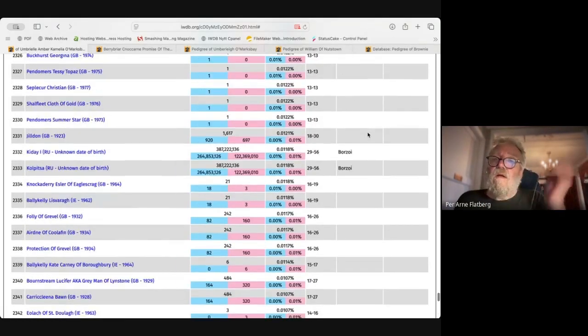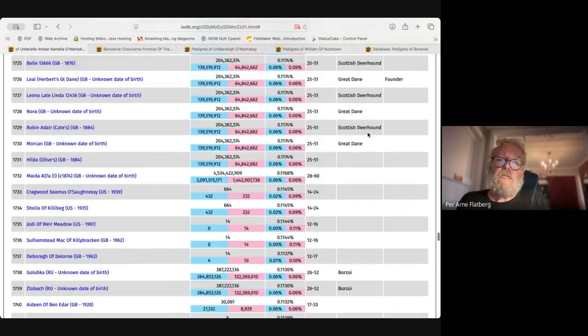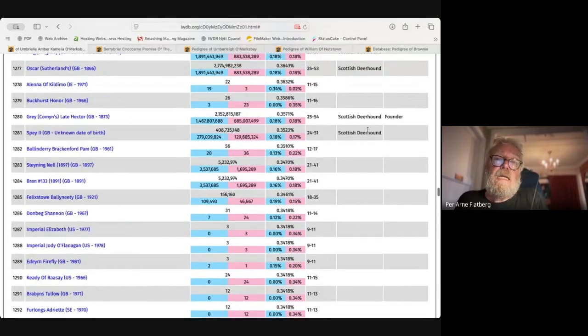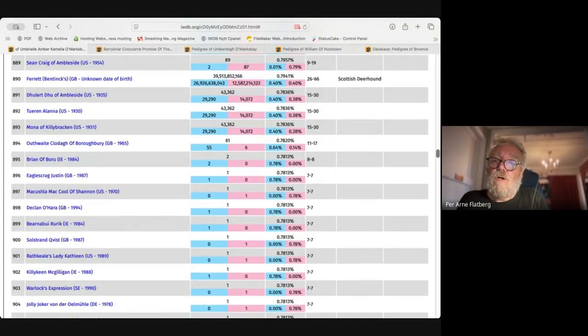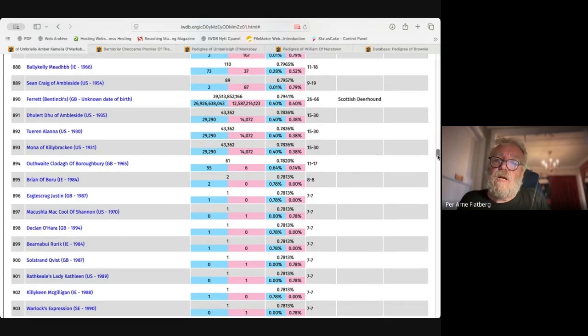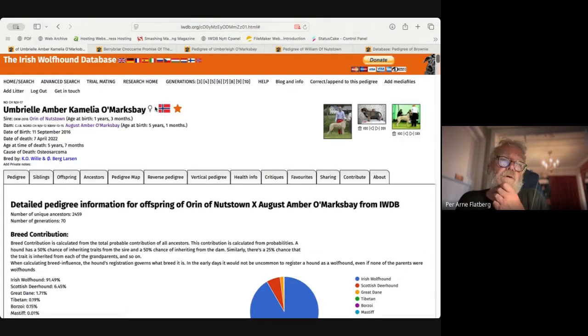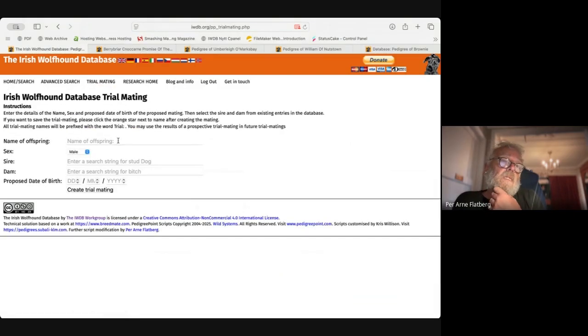So hours of joy just browsing these, actually. I really enjoy it. And I think it's something that's unique for our database anyway. But I wanted to show you a couple more things. First, all of these features are also available for trial matings.